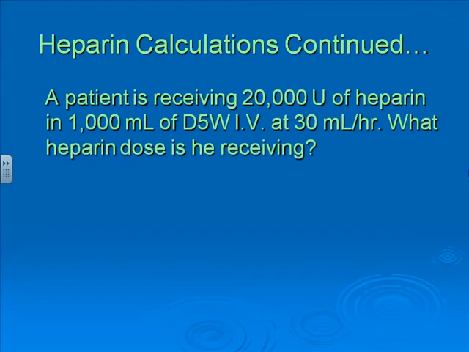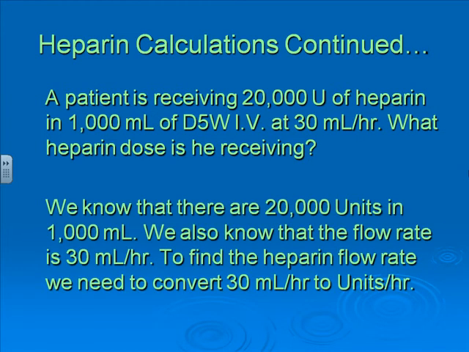Heparin can also be given as an IV. Let's say our patient is receiving 20,000 units of heparin in 1,000 milliliters of D5W IV at 30 milliliters per hour. They want to know the heparin dosage he's receiving. That means they want to know the units per hour. If we look at our problem, we can see that there's 20,000 units in 1,000 milliliters. We also know our flow rate is 30 milliliters per hour.